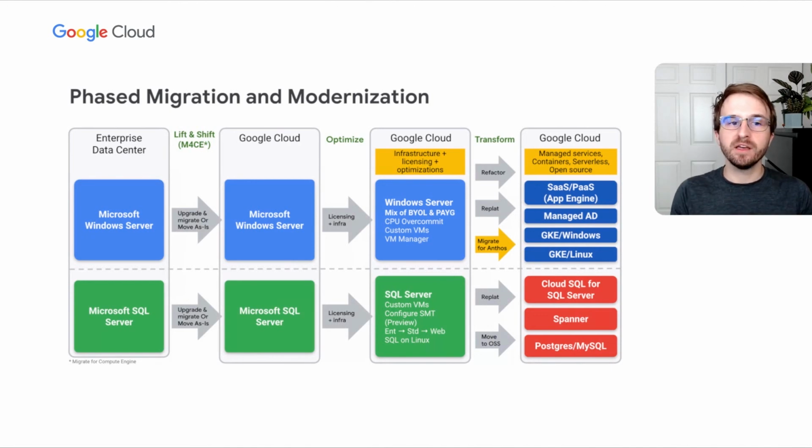After optimizing, customers can then look at transforming. That might mean getting out of the infrastructure management business altogether with Managed Active Directory or Cloud SQL for SQL Server. Or it could mean containerization, either with GKE for Windows or moving to Linux containers with GKE for Linux. Finally, it could mean moving to open source or other technologies as well.